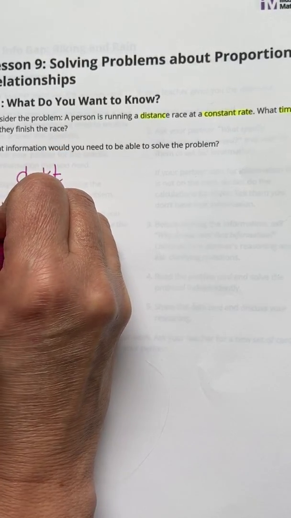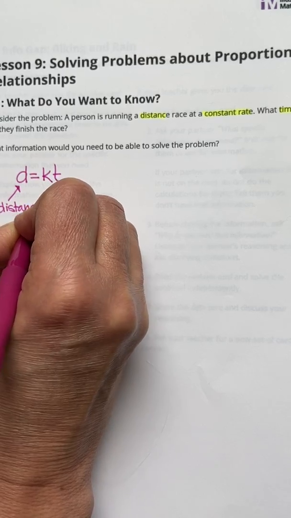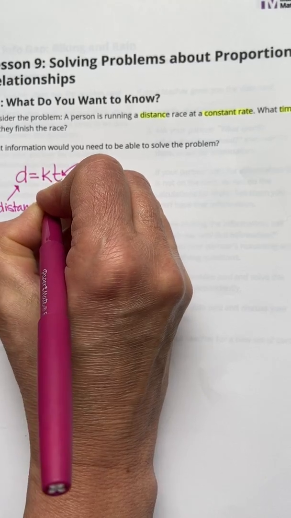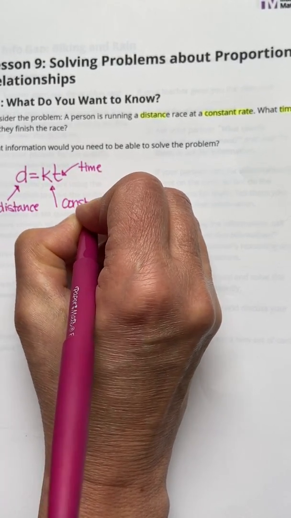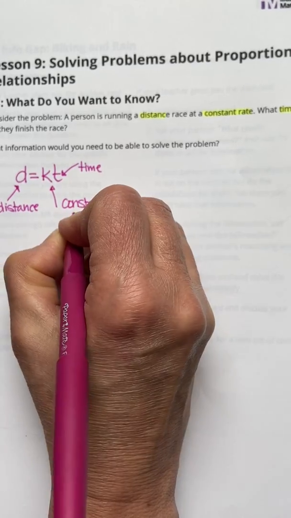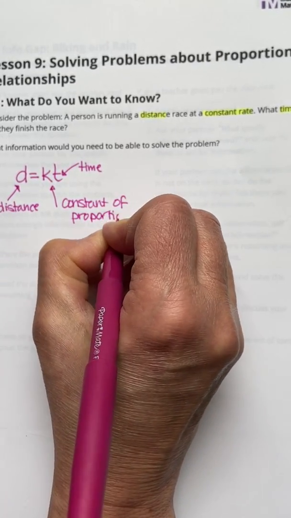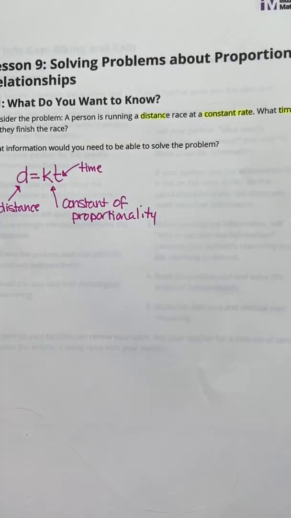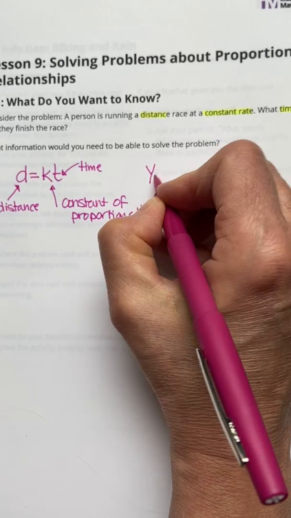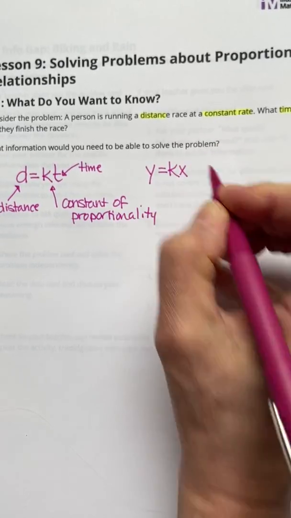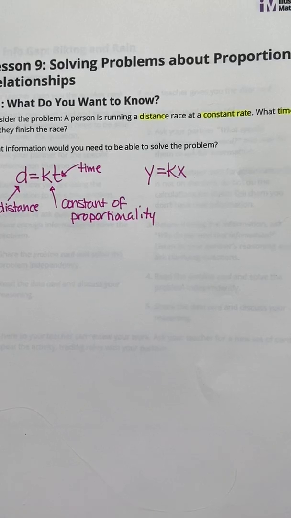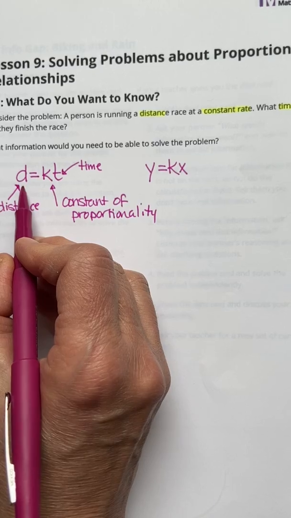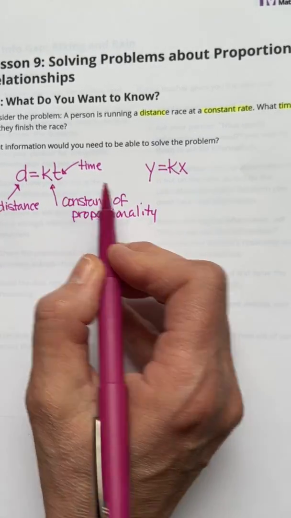So that's your distance. This is your time. And this would be your constant of proportionality. Okay? It is the same equation. I'm just using a D and a T instead of an X and a Y. So it's literally the same equation we've been using for everything pretty much in this chapter or unit, okay? Y equals K times X. I'm just saying Y is distance, so I used a D, and I'm saying T is time.